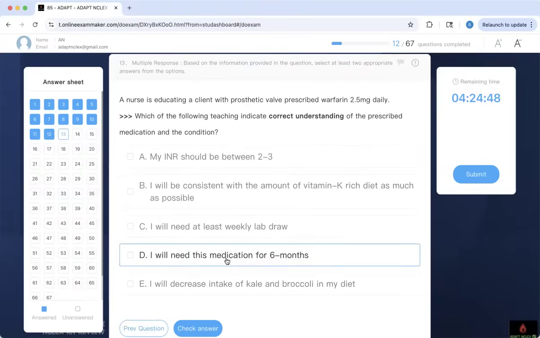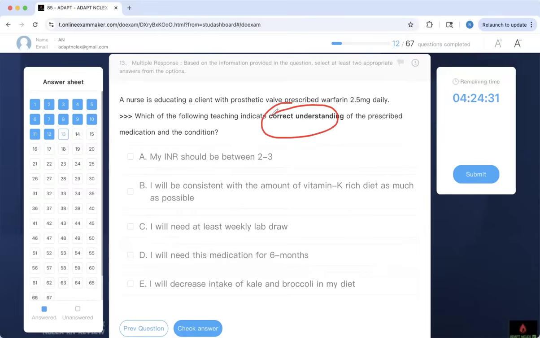And this is educating a client with prosthetic valve, prescribed what? Warfarin, 2.5 milligrams. Which of the following teaching indicate correct understanding as prescribed? Take your time, write it down, break the question down, figure out what we need to do. Correct understanding about warfarin and patient prosthetic valve. Connect the 3. Connect the 3. Prosthetic valve, warfarin, and what?